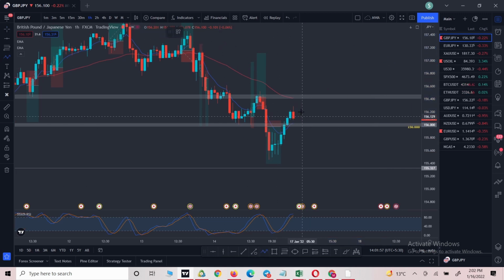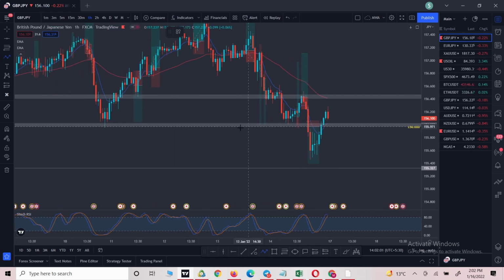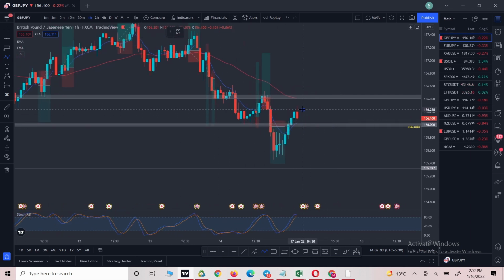Another possibility is, as we know, the price has already broken and closed above this area, so we might find support in this area, or we might consolidate here for some time. By the time the price gives us a break and close above this EMA as well, in that situation the price might continue higher again.